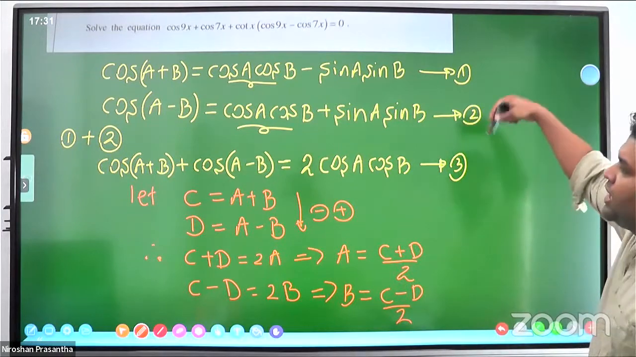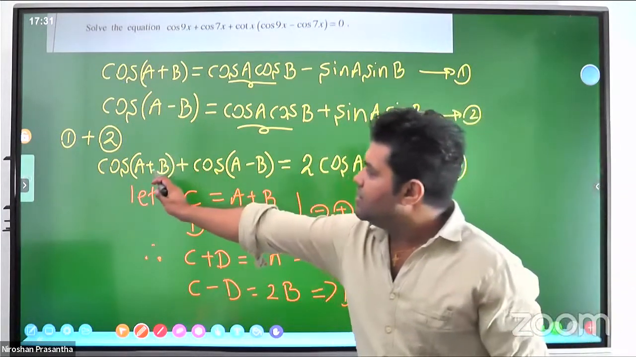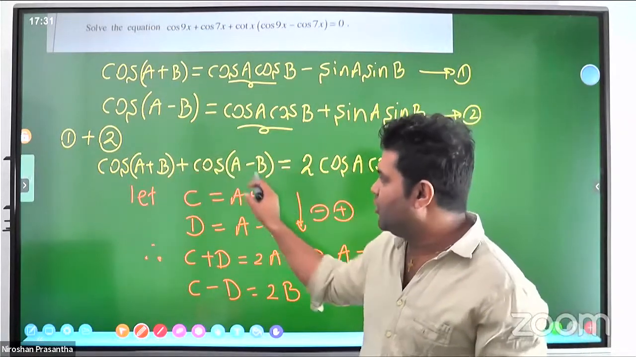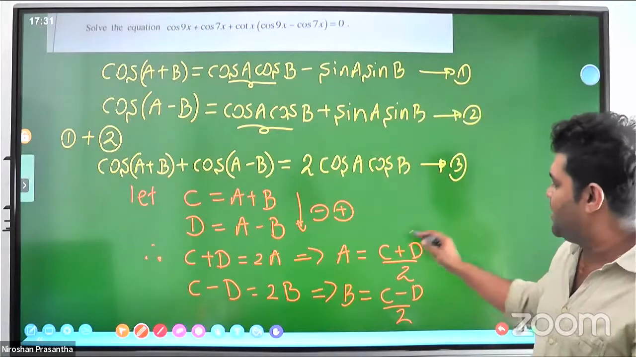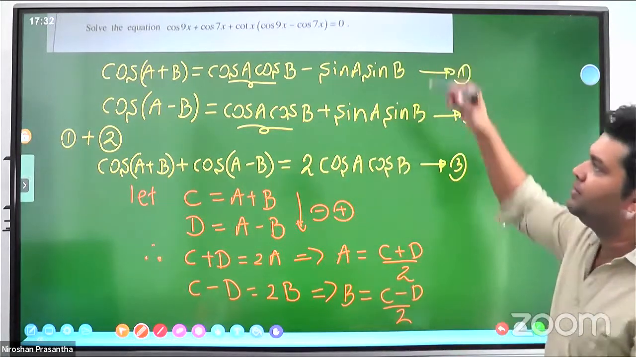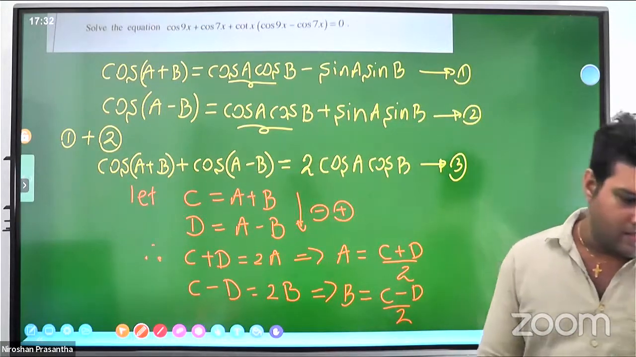Now in equation number 3, we can substitute A plus B as C and A minus B as D. That's why we got this also. A is (C plus D) over 2, B is (C minus D) over 2. Now you are getting the connection number 1. And similarly, we can find cos C minus cos D.